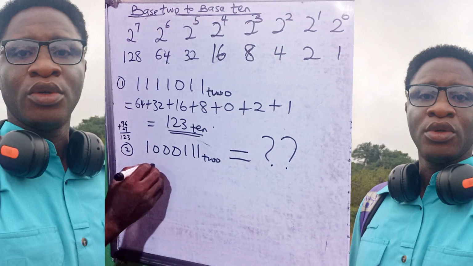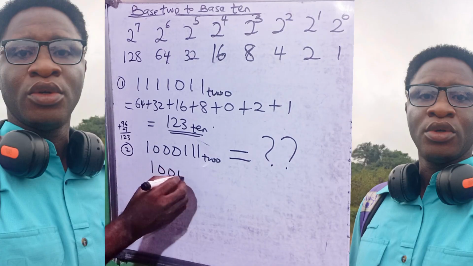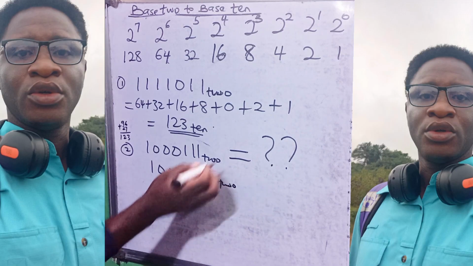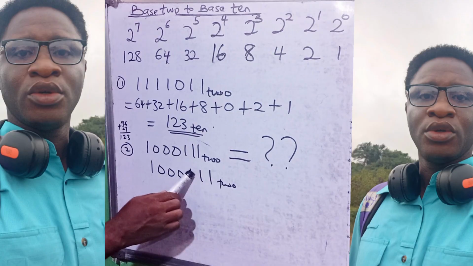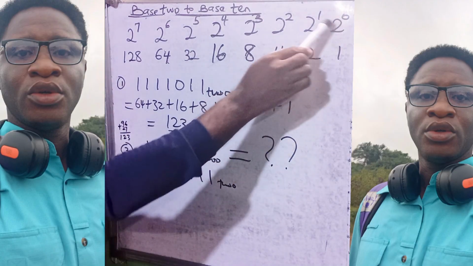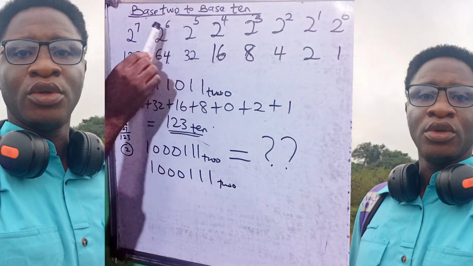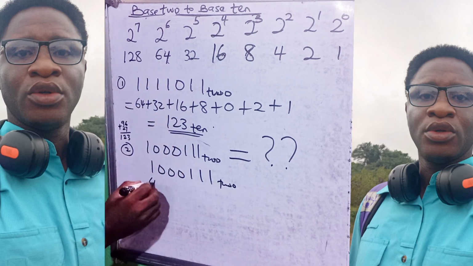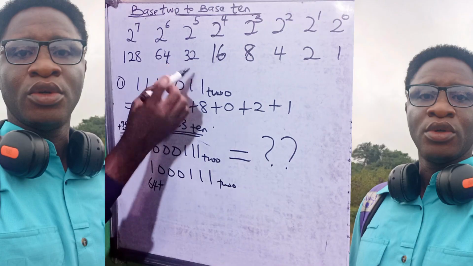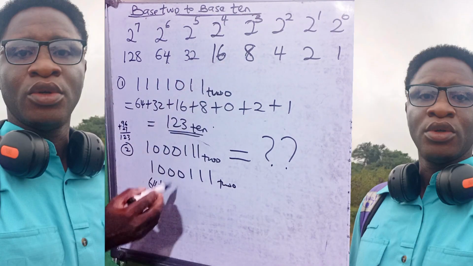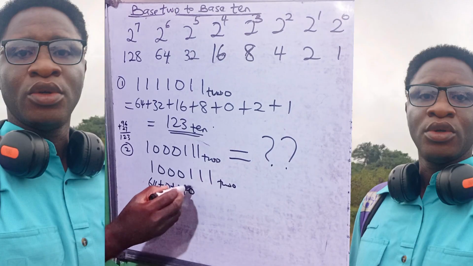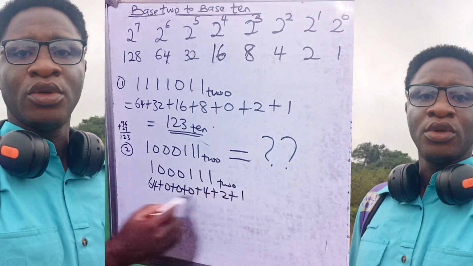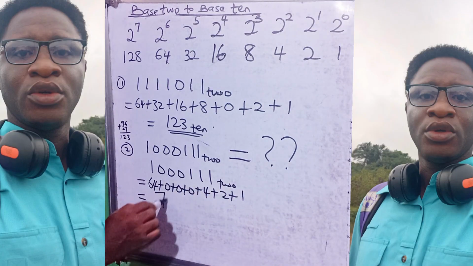Don't forget that we have 1000111. Count it from this place. We have 0, 1, 2, 3, 4, 5, 6. So we are stopping here, just like how we did the first one. So we have 64 is your 1 here. We don't have the 0, 0, 0. That means all these ones are 0. We have 0 plus 0 plus 0. Plus the following, we have 1. That's 4 plus 2 plus 1. All these ones, you add together, it's going to be 71 base 10.